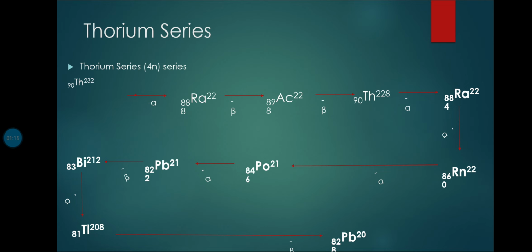By emitting an alpha particle, the atomic number decreases by 2. So 90 minus 2 is 88, and the mass number decreases by 4. So it is radium 228.